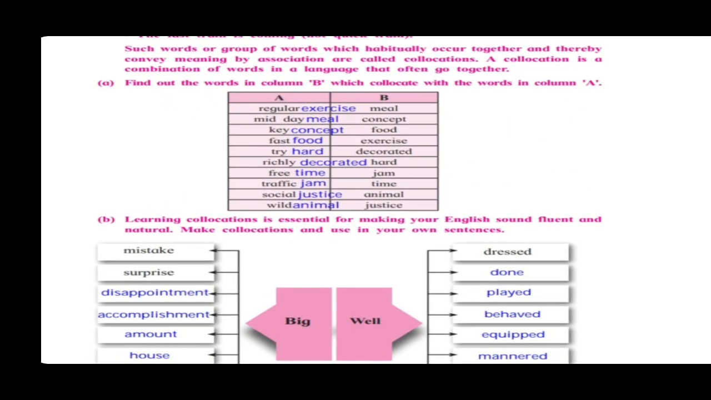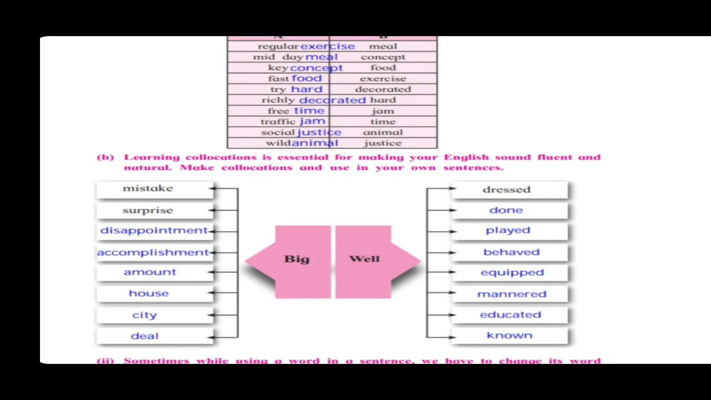Now, the second activity is find out the words in column B which collocate with the words in column A. You have to find out the words in column B which collocate with column A. Regular, that means exercise. Midday, meal. Key, concept. Fast, food. Try hard. Richly decorated. Free time. Traffic jam, social justice, wild animal. Learning collocations is essential for making your English sound fluent and natural. Make collocations and use them in your own sentences. Okay. Now you have to make the collocation.